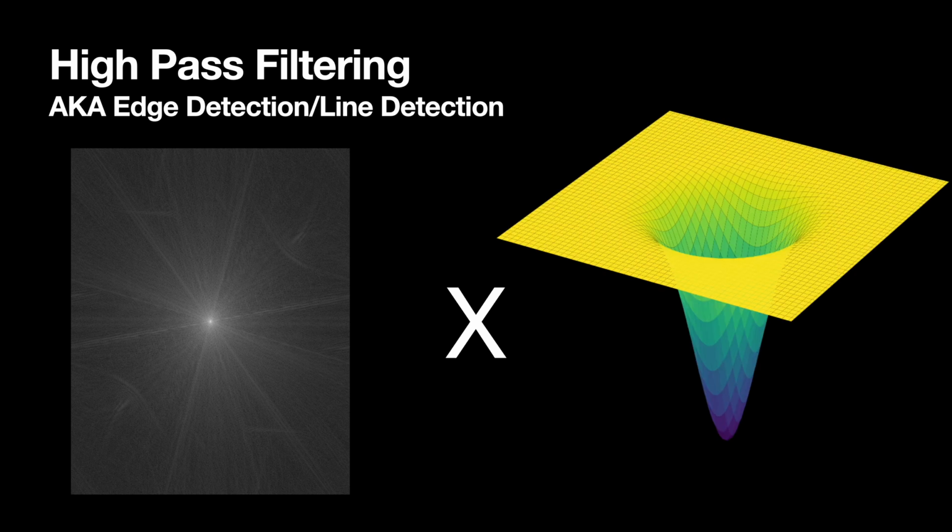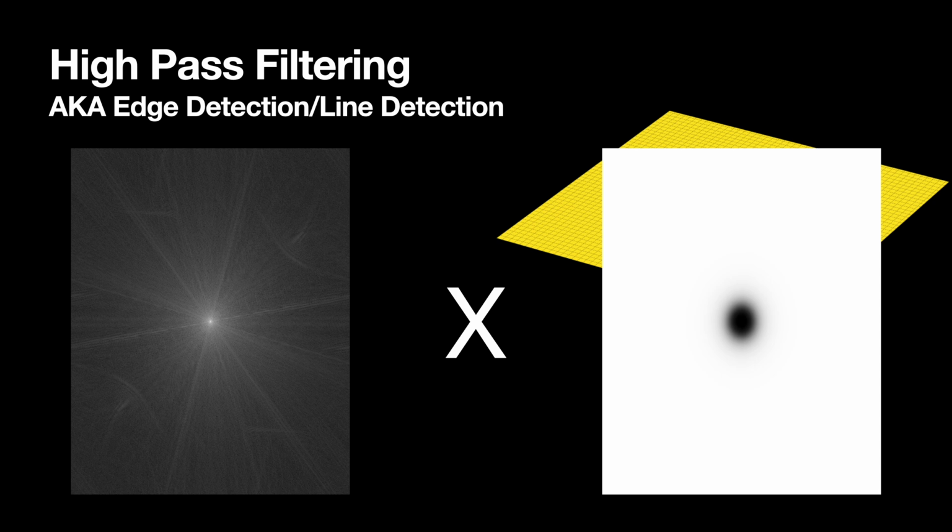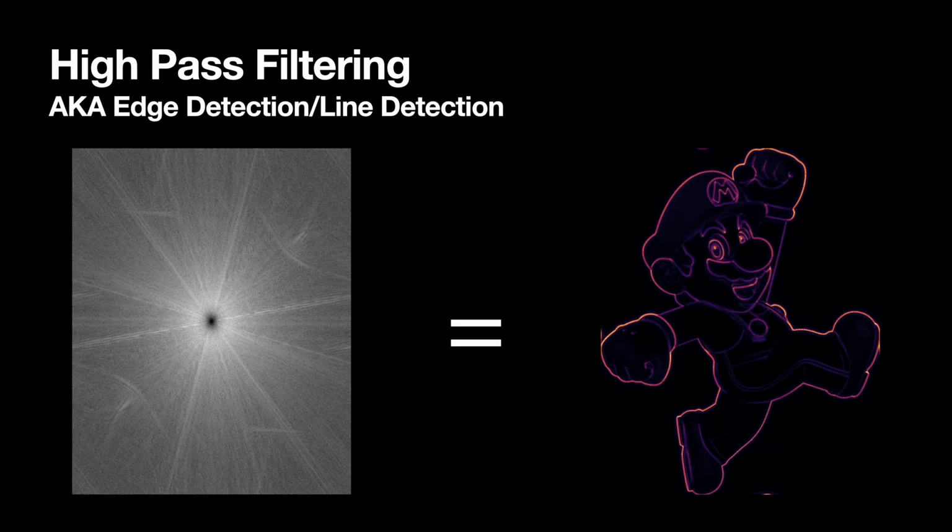Or we can remove low frequencies. We can knock out the low frequencies. This will highlight the edges and small features. We've high-pass filtered our images.